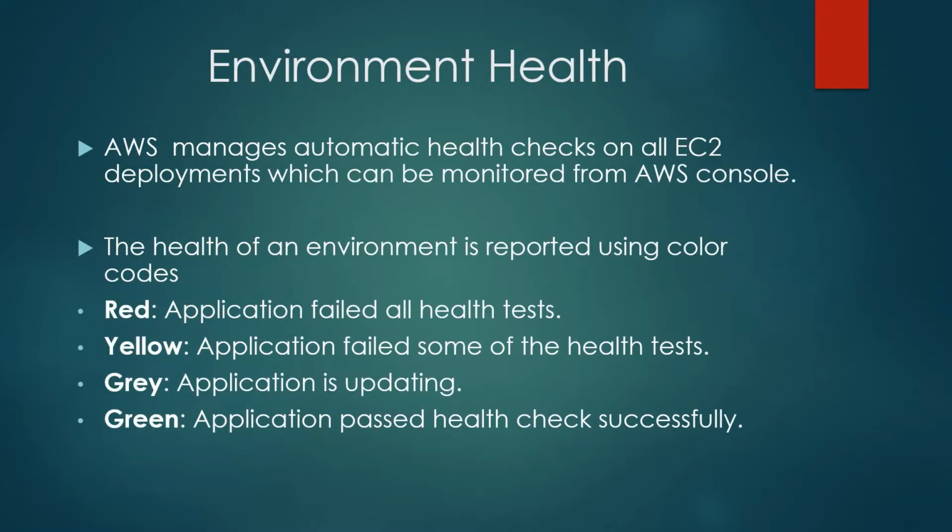Coming back to the environment health. AWS automatically manages health checks on all the EC2 deployments, which can be monitored from the AWS console. Different colors are used to check the health of the environment. First we have red: the application has failed all the health tests. Yellow means the application has failed some of the health tests, gray means the application is still updating, and green means the application has passed the health check successfully.